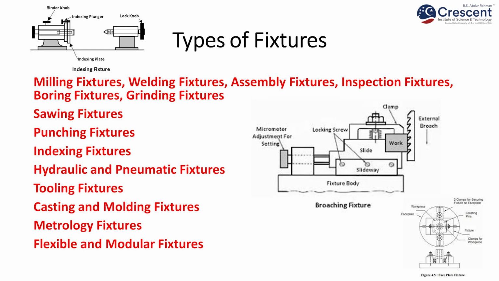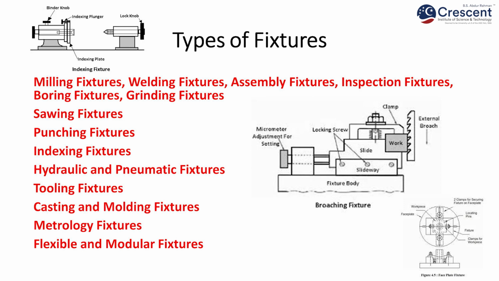Then we have the tooling fixtures. As the name suggests, tooling fixtures are used to secure and organize the tools in a specific configuration, often found in tool and die shops and machine tool setups. Casting and molding fixtures. So you can just see all these names are associated with the type of operation that is being carried out. And what about the metrology fixtures?